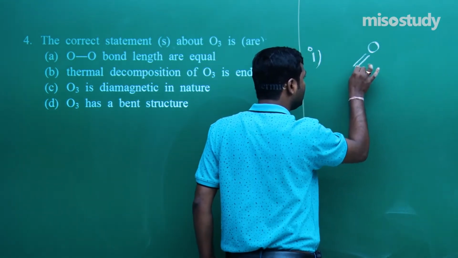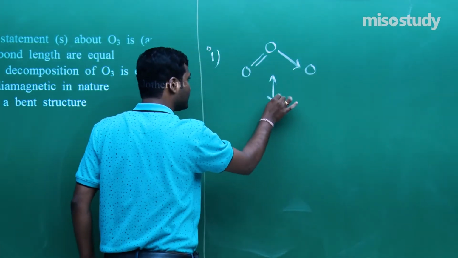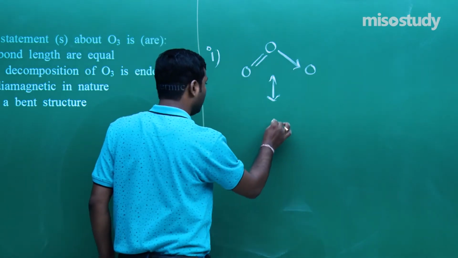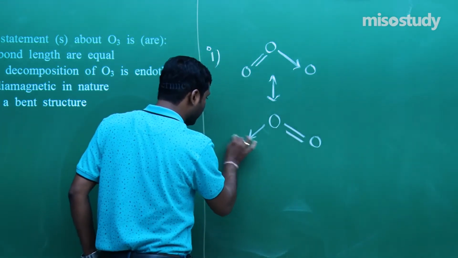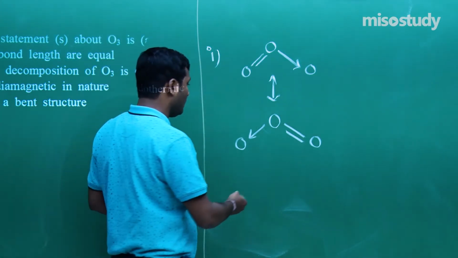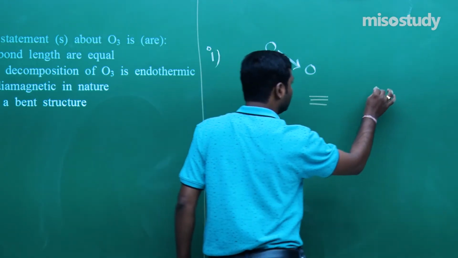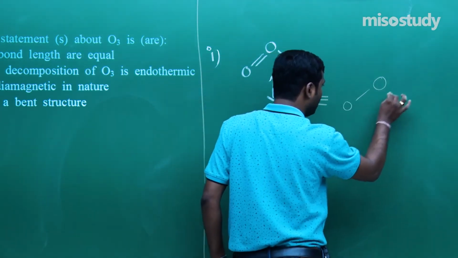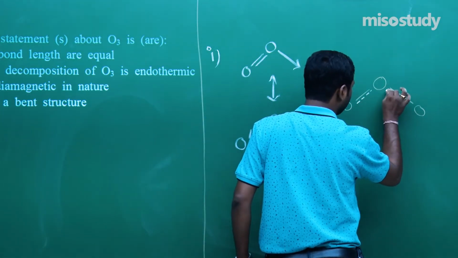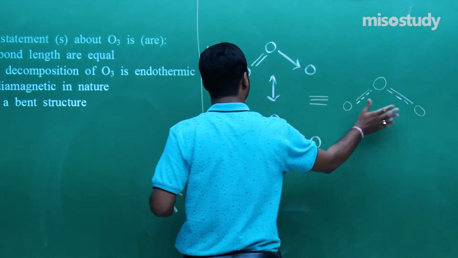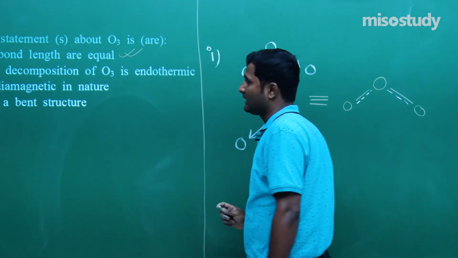This one is O, this one is the first resonating structure. Clear? That is, this one is the second resonating structure. Now what is the third one? That is the resonance hybrid right here. That is O, here is O, and here is also O. So we can say after watching the resonating structures that OO bond lengths are equal. This is the correct option.